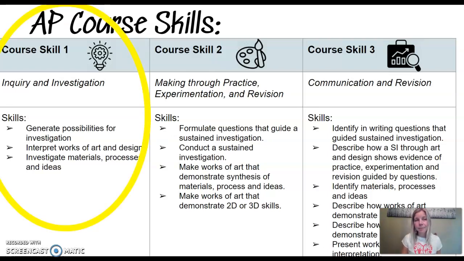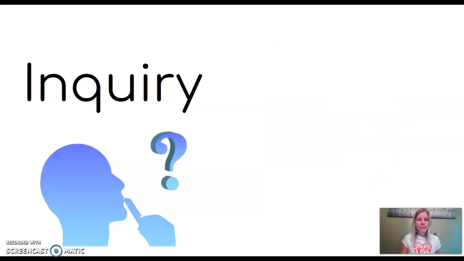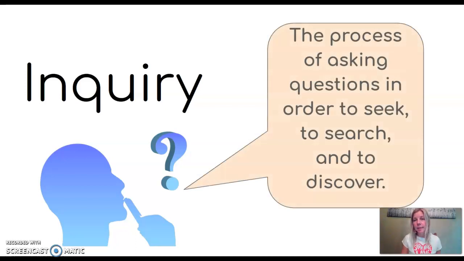For this lesson, we are going to focus on core skill 1, inquiry and investigation. And our learning objective for today is to identify the inquiry or essential questions that will guide your sustained investigation. And this is going to be a couple-step process of you thinking about ideas and then narrowing it down. And again, inquiry is simply the process of asking questions in order to seek, to search, and to discover.